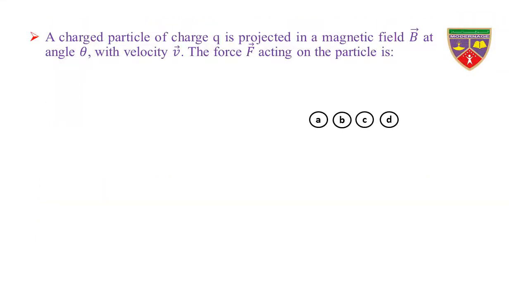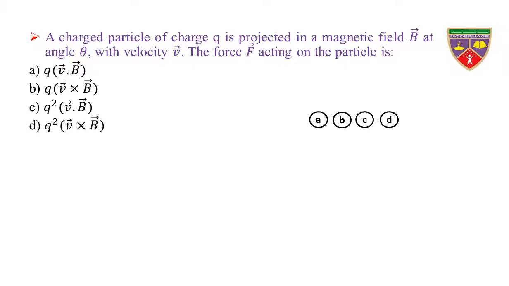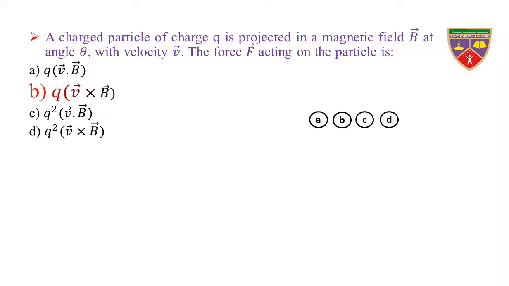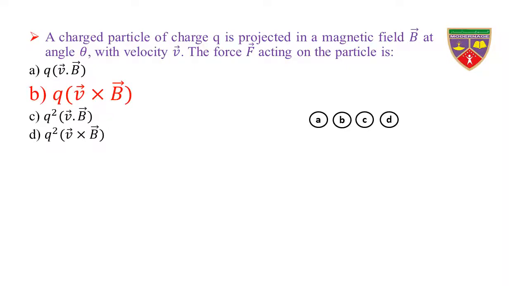A charged particle of charge Q is projected in a magnetic field B at angle theta with the velocity v. The force F acting on the charged particle is: option A, Q into V dot B; option B, Q into V cross B; option C, Q square into V dot B; option D, Q square into V cross B. The key is Q into V cross B. Therefore, the correct option is B.